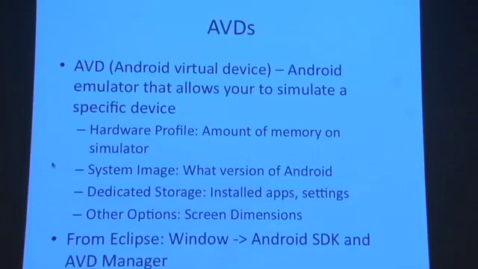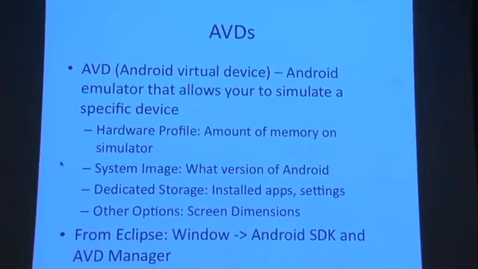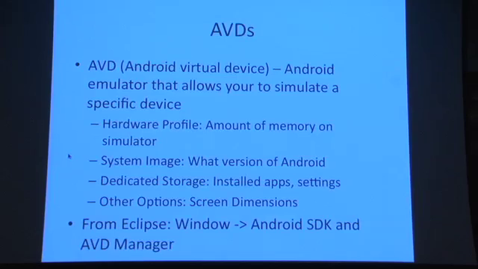So the next thing we're going to look at is AVDs. These are called Android virtual devices. This is the Android emulator that you saw Dan use earlier in the lecture. It allows you to simulate a specific device. When you create one, you can give it a certain amount of memory and tell it what version of Android to use. You can also give it a dedicated storage, so special apps and settings that you want are already pre-installed. And the next thing is the other options, which are the screen dimensions.